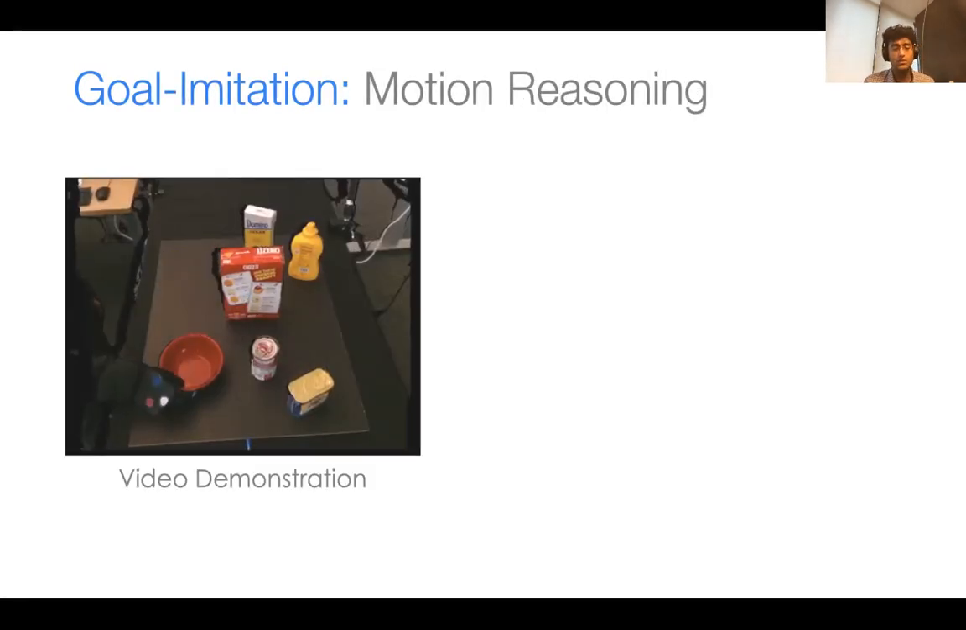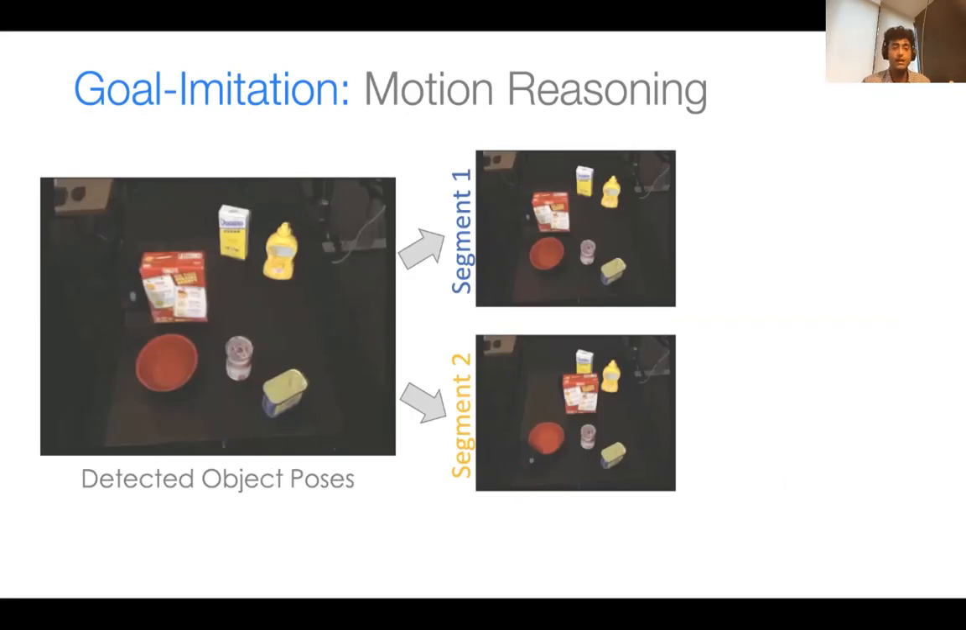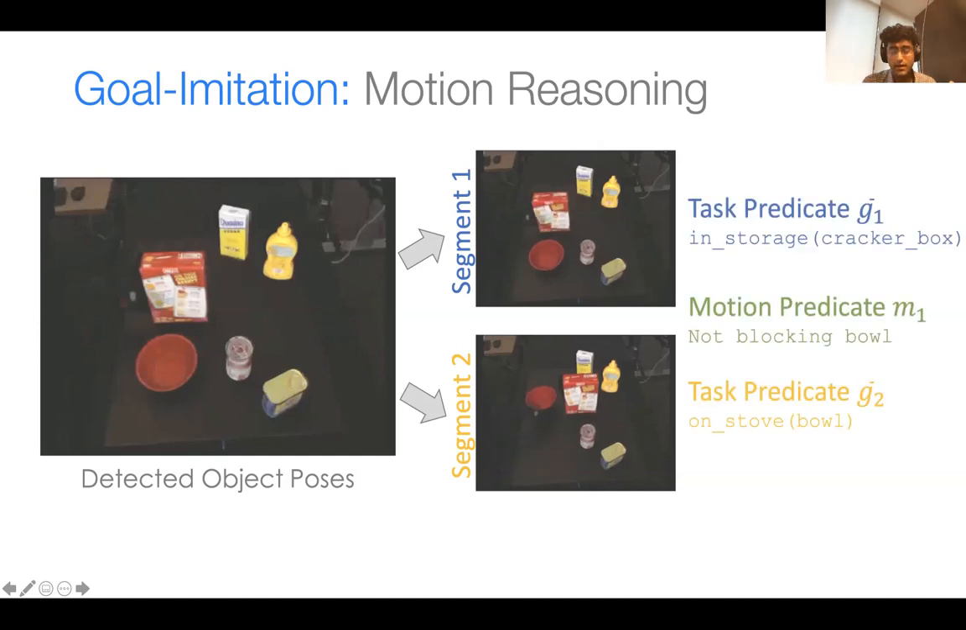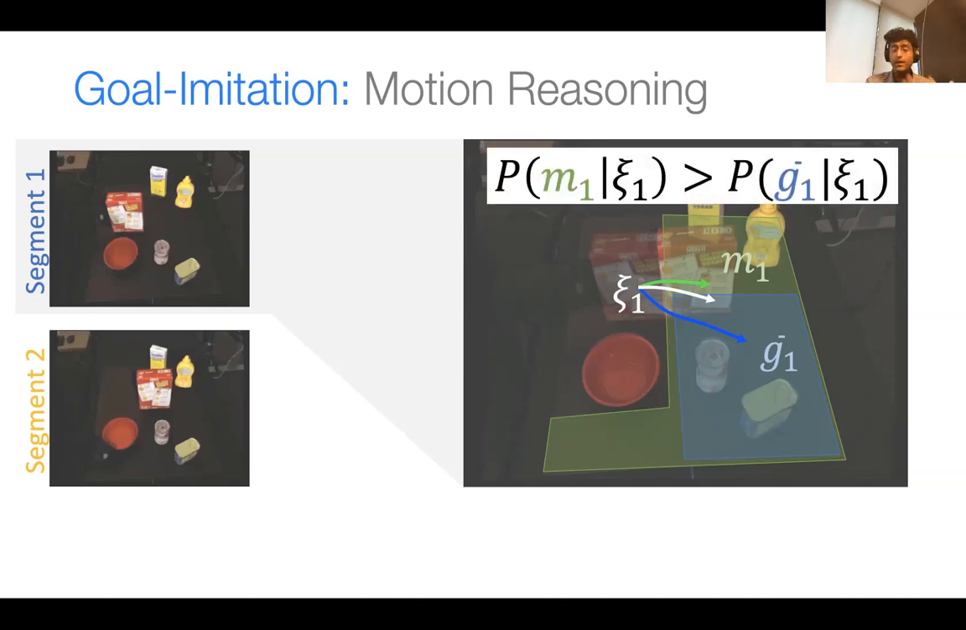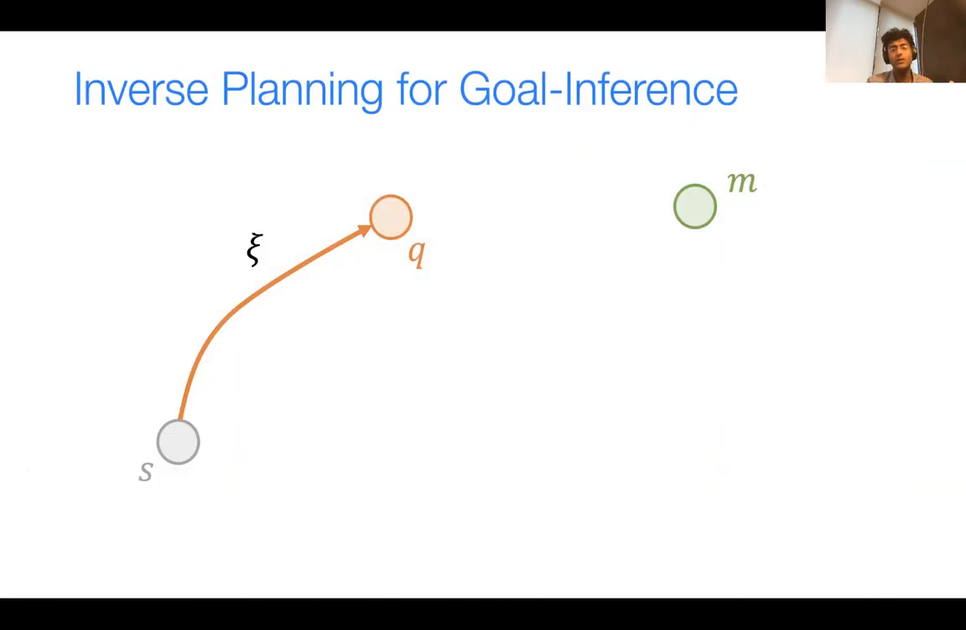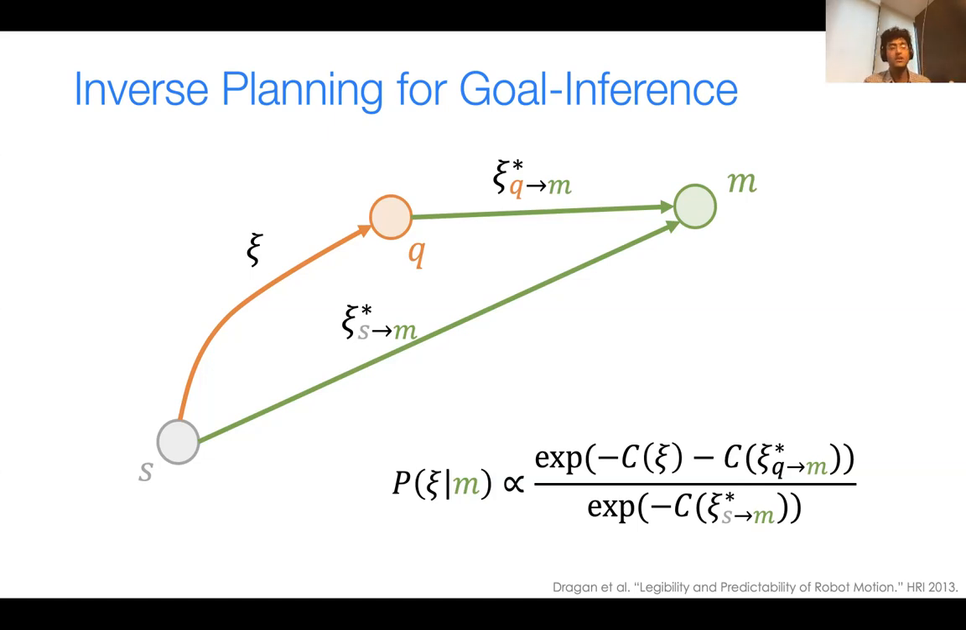In this particular case, we are provided with a video demonstration. We run object pose detectors in this example. Once we have all of the object poses, we segment the task into segments where only one object is moving. We apply these task predicates and motion predicates on all of these individual segments. Then we have to classify when the Cheez-It box was moved: was it part of the goal or part of a constraint? So was it a task predicate or a motion predicate? The way to do that is to look at the data and ask what is the likelihood that this was a motion predicate or a task predicate. One way to think about this is as Bayesian inference, where you consider the posterior estimate of the trajectory being optimal given the goal was, let's say, a motion predicate.